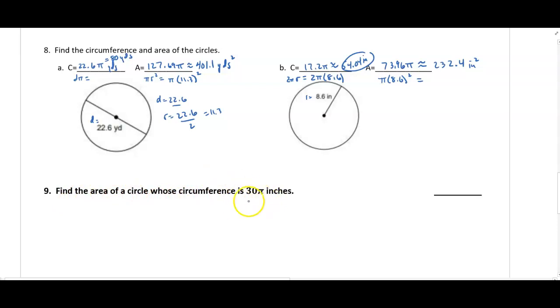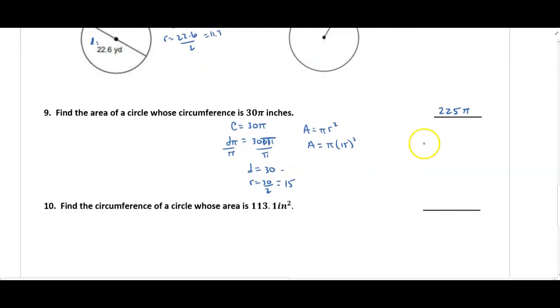Now, find the area of a circle whose circumference is 30 pi. If the circumference is 30 pi, then we know the diameter times pi is 30 pi. If I divide by pi, the diameter is 30. Well, if I need to find the area, I need to find the radius. So if the diameter is 30, I know the radius is half of that. So when I divide that by 2, I would get 15. So area would be pi times 15 squared, which is going to give you 225 pi. And that would be inches squared.